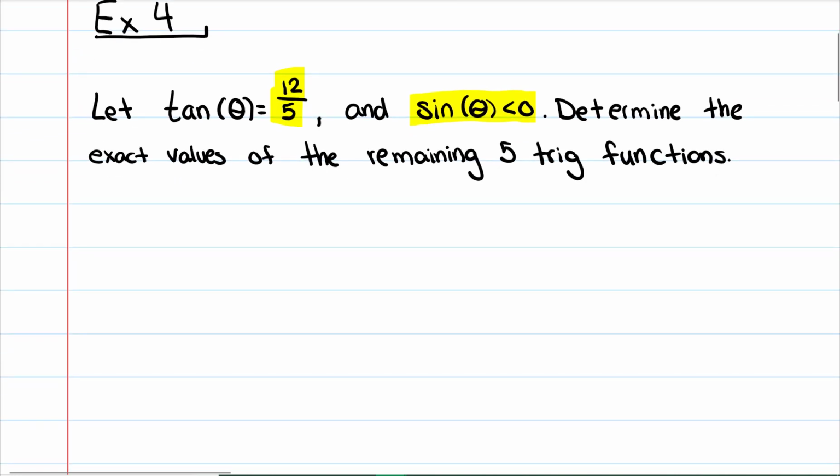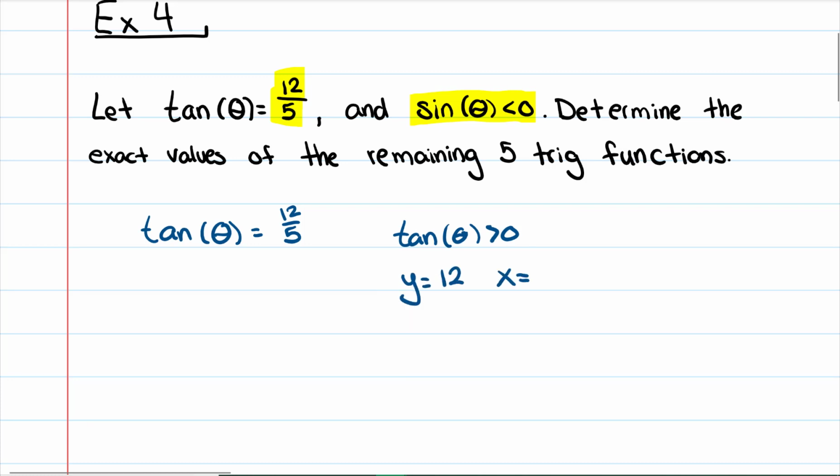So this actually gives us a lot of information. I know it doesn't look like it, but we have a lot. Because tangent of theta is equal to 12 over 5, we know that tangent is positive, and we know that y is equal to 12 and that x is equal to 5, since tangent is y over x. So this gives us the coordinate 5, 12.